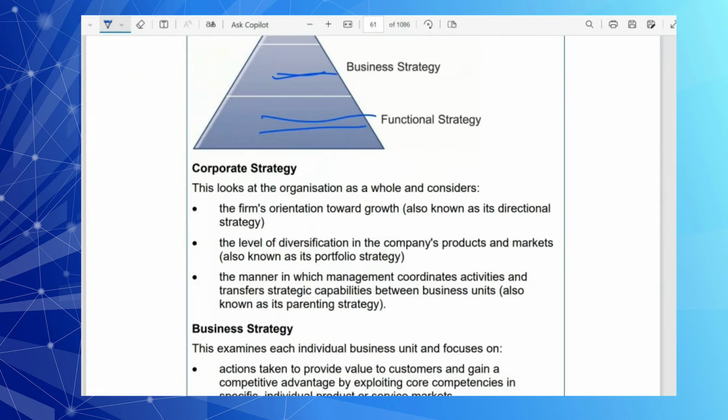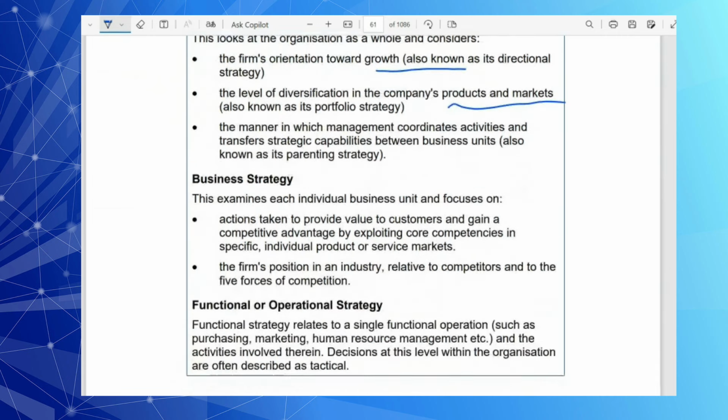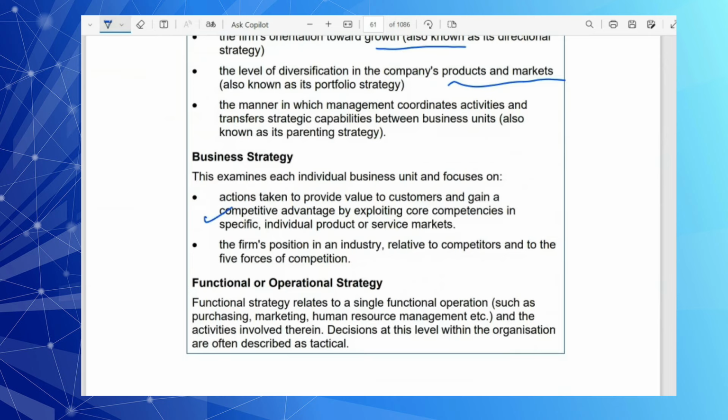the organization as a whole. The firm's orientation toward growth, also known as the directional strategy, level of diversification, company products and markets. So what are business strategies? Actions taken to provide value to the customer and gain competitive advantage, exploiting core competence in specific individual areas. Functional or operational strategy is significant to purchasing, marketing and production, and the activity involved at the level within the organization is described as tactical.